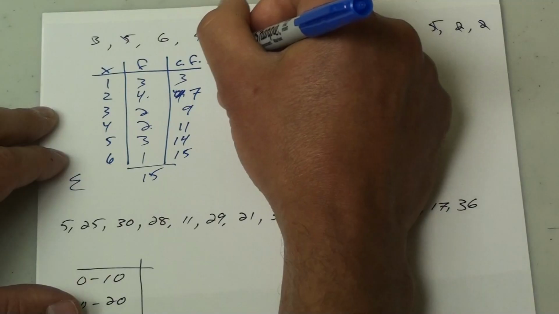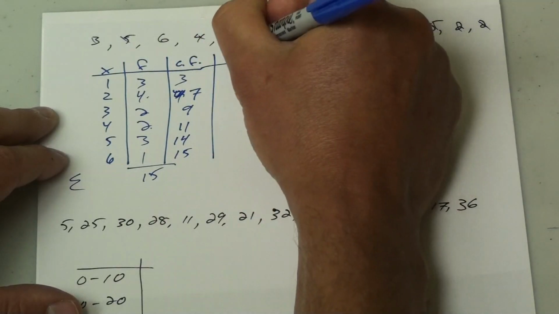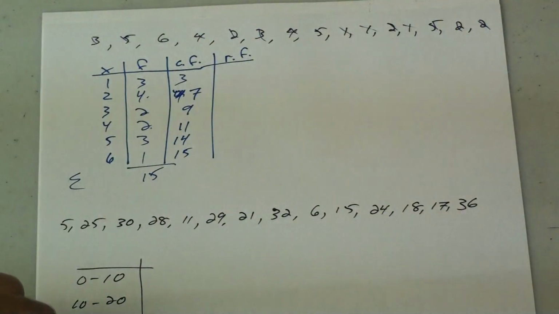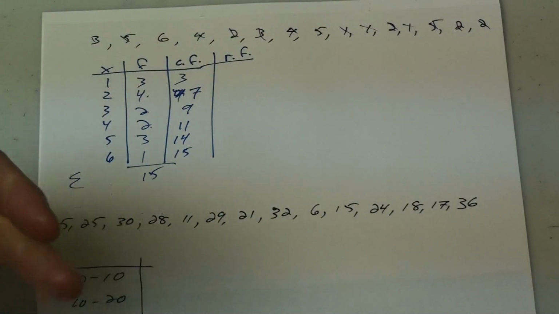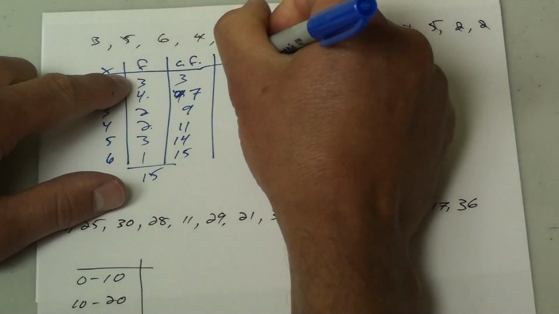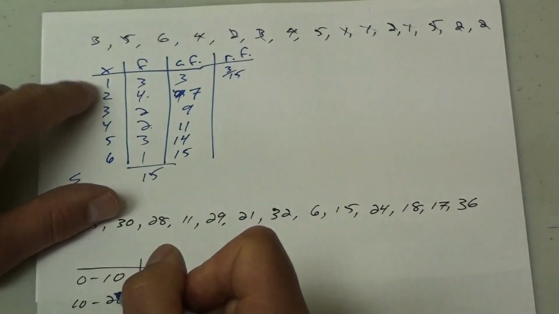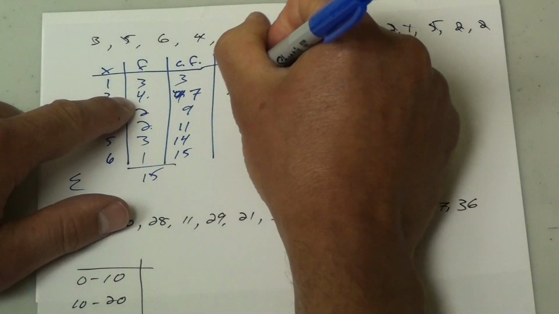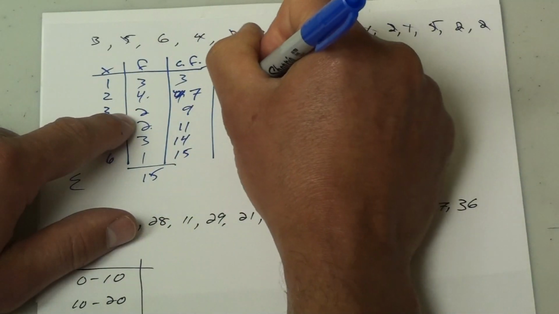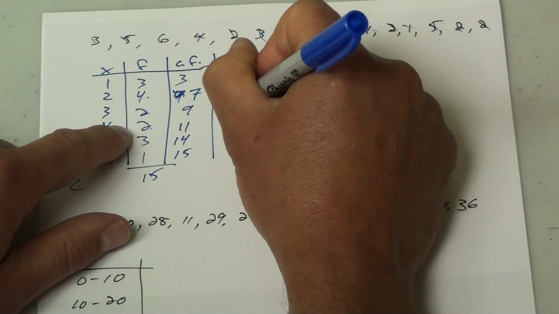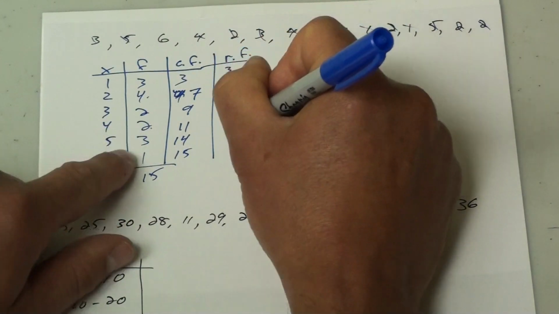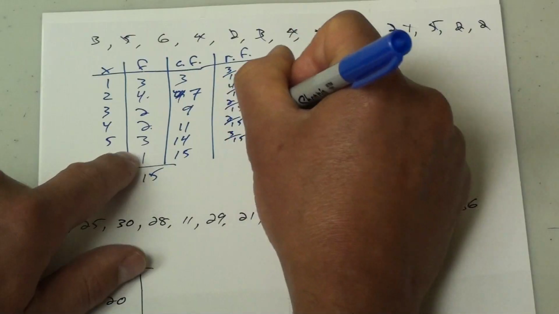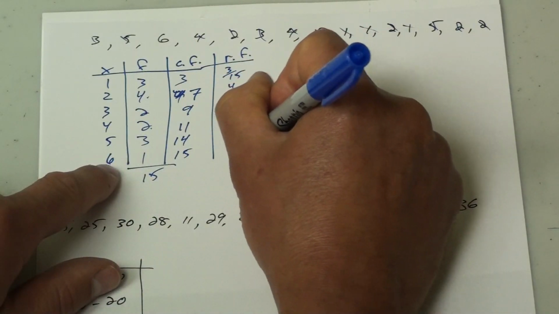The last type of frequency is your relative frequency. And that can be either a percentage or a fraction out of the total. So I had 3 out of 15 that were number 1. I had 4 out of 15 that were number 2. I had 2 out of 15 that were 3, 2 out of 15 that were the number 4. I had 3 out of 15 that were number 5, and I had 1 out of 15 that were 6.